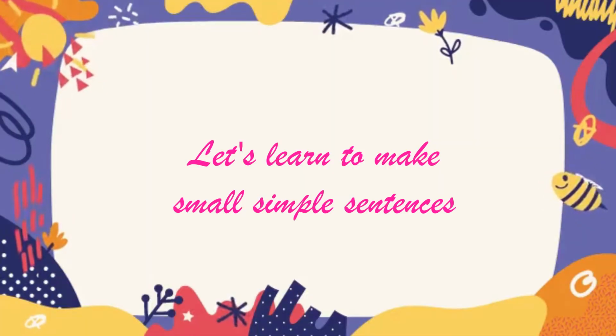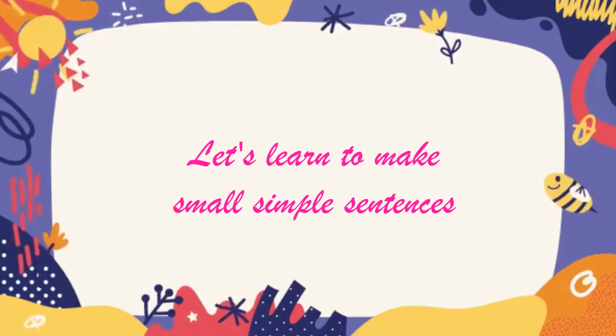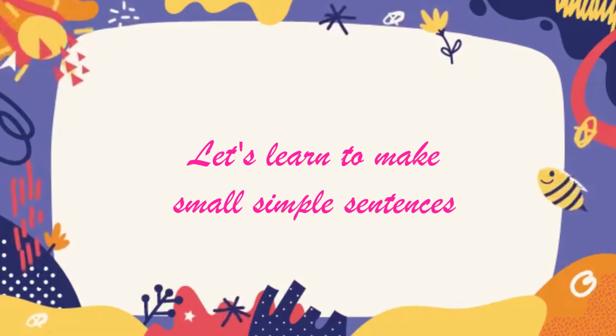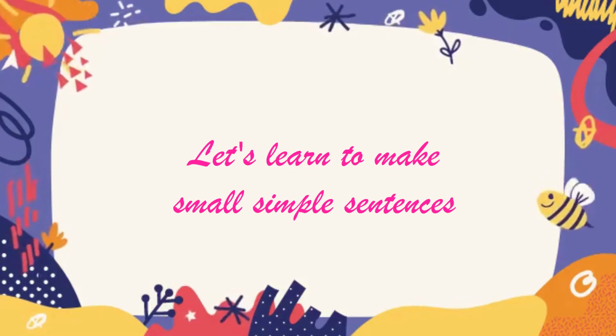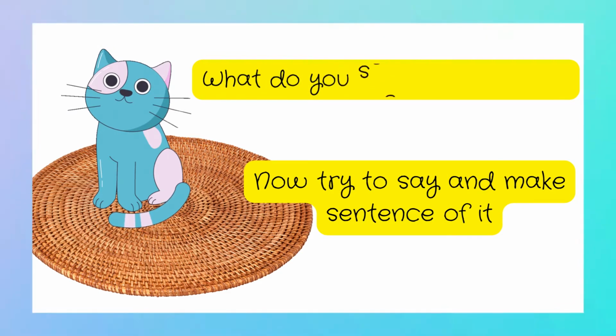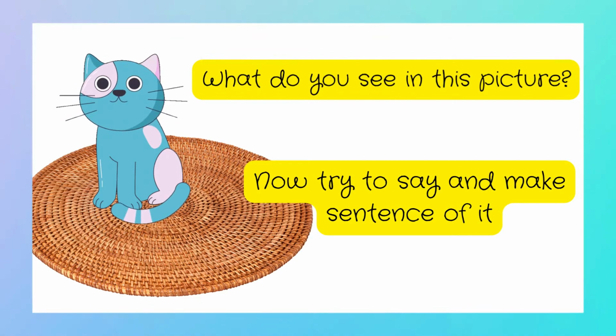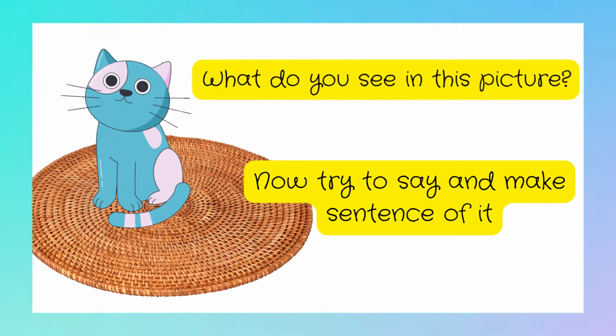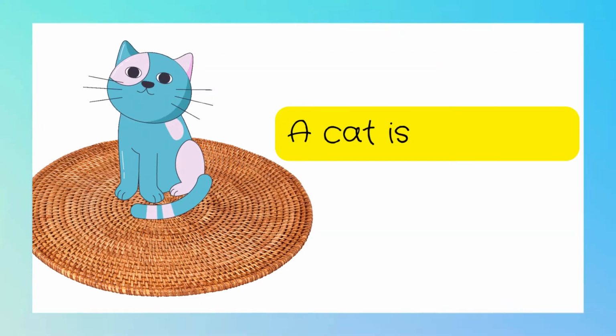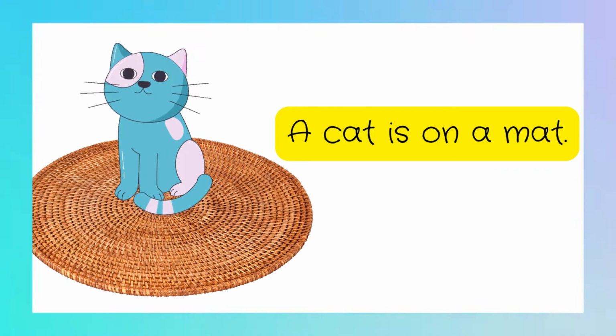Let us learn today to make small simple sentences. Let's get started. What do you see in this picture? Now try and say and make a sentence out of it. A cat is on a mat.